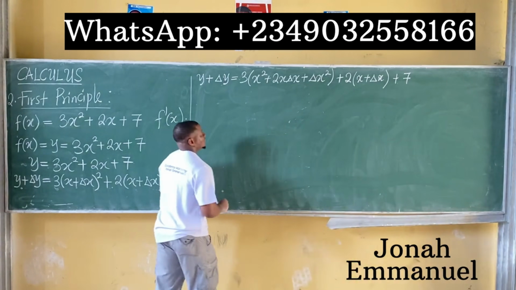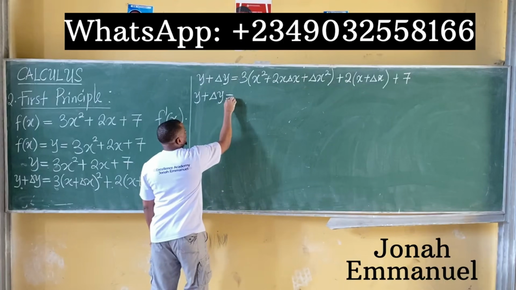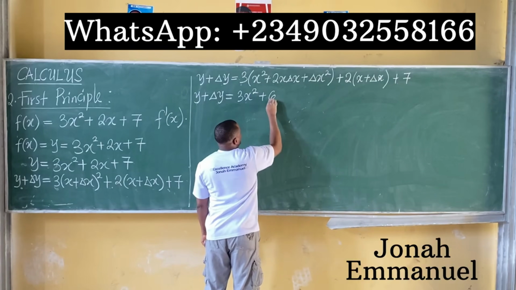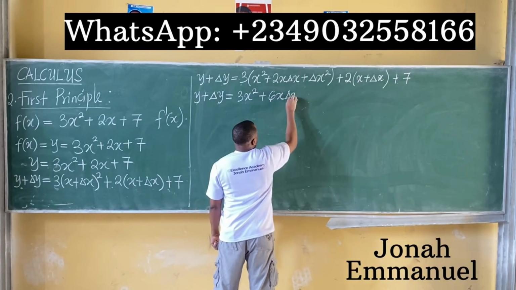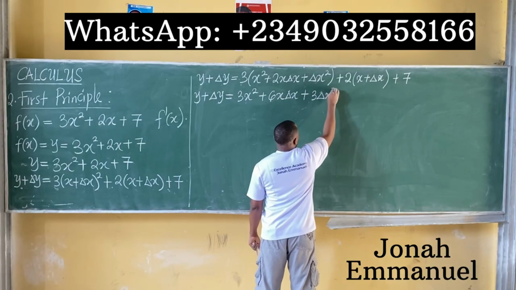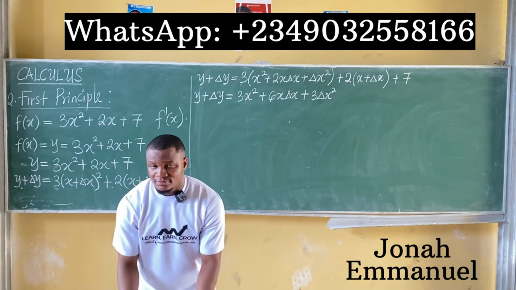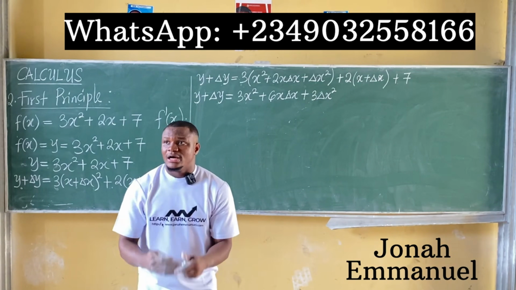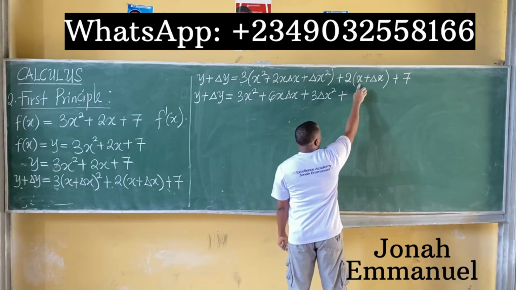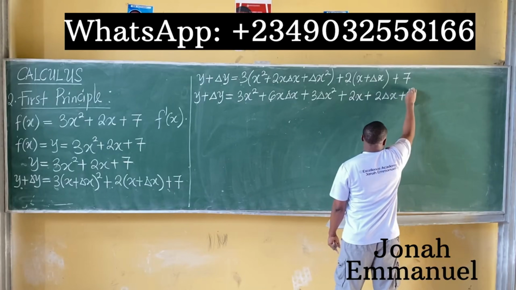All right. We can see brackets here. Let's expand the brackets. I have y plus change in y is equal to 3 times x squared, 3x squared plus 3 times 2, 6x change in x, plus 3 times this gives you 3 change in x squared. Please do more of watching what I'm doing. I will give you time to write. Plus 2 times x, 2x, plus 2 into this, 2 change in x.